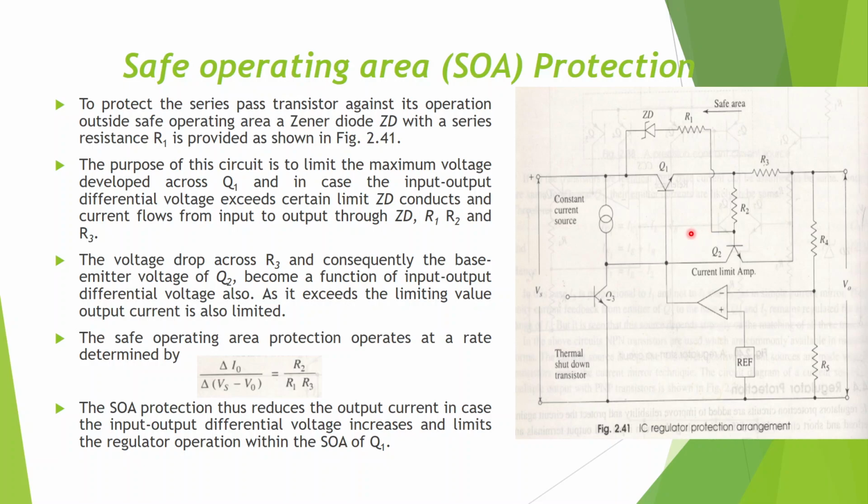But if it exceeds a limit, then this Zener diode starts conducting, and the path of the current would be this way through Zener diode ZD, R1, R2 and R3. Once more, when the difference voltage between input and output increases, this Zener diode starts conducting, and the path of the current will be through the Zener diode, resistor R1, resistor R2 and resistor R3. Now as the current across resistor R3 increases, the base emitter voltage increases, and this transistor Q2 starts conducting, and it will drive away the base current from the series pass transistor Q1 and thus limit the output current.